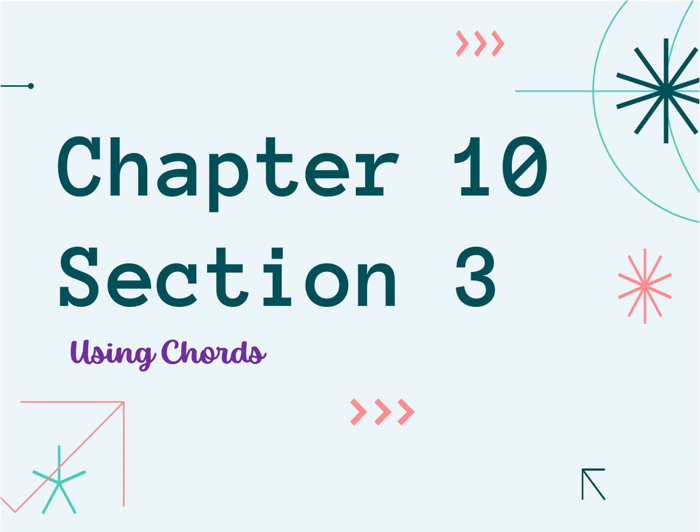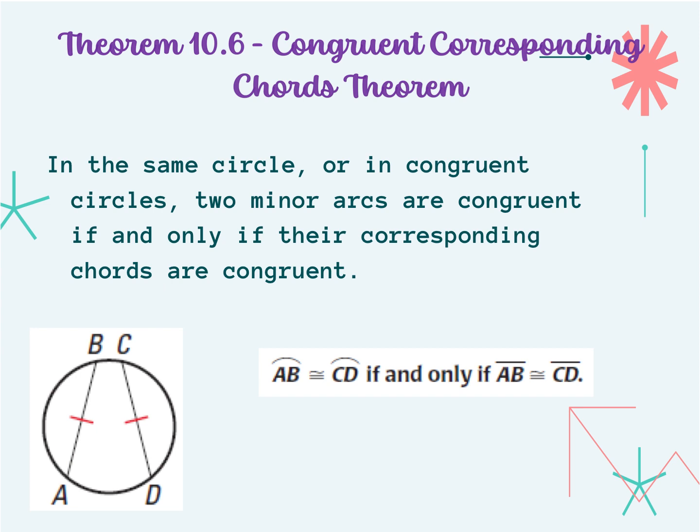All right, chapter 10, section 3, using chords. So we're solving chords. All right, congruent corresponding chords theorem. What this means is, in the same circle or in congruent circles, two minor arcs are congruent if and only if their corresponding chords are congruent. So if and only if is super important to know.